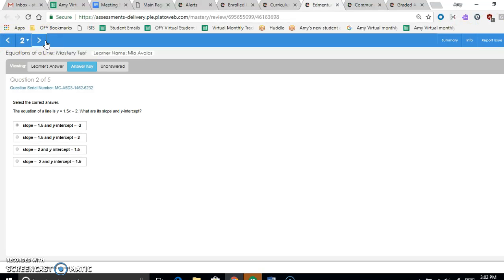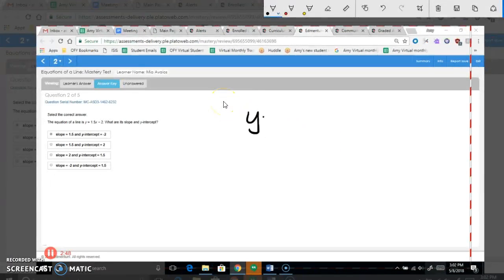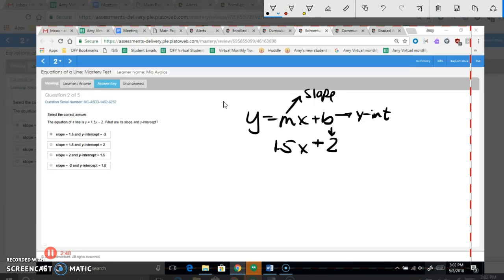Okay, so the equation of a line is y equals 1.5x minus 2. What's the slope and the y-intercept? So if we just look at our equation, like I said a second ago, y equals mx plus b. This is always your slope. This is always your y-intercept. And so if we have 1.5x minus 2, then here we have it. So your slope is 1.5 and your y-intercept is negative 2.